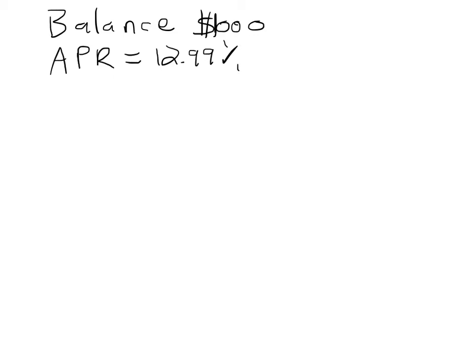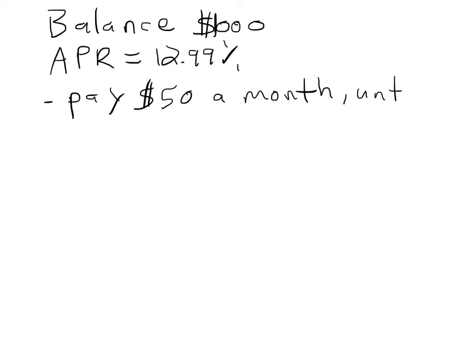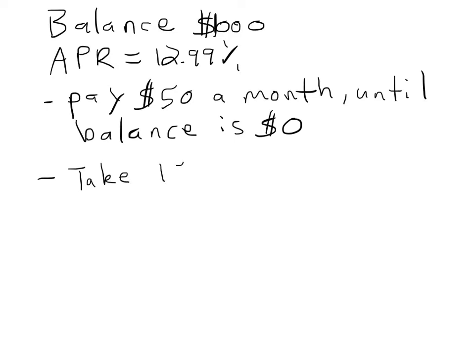So here is scenario one. Scenario one is we're going to pay $50 a month until the loan is paid off, so until the balance is $0, until we don't owe any more money. So that's option one. And then option two is we're going to take 15 months to pay off the balance.